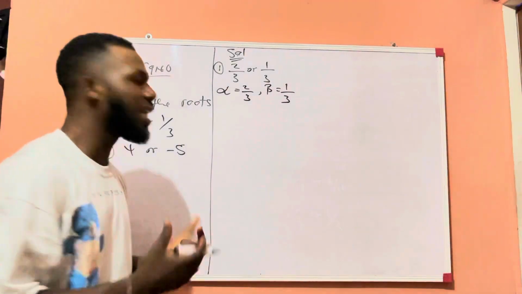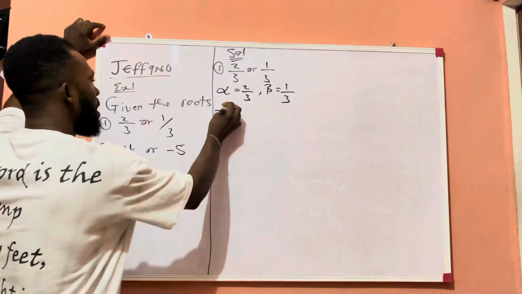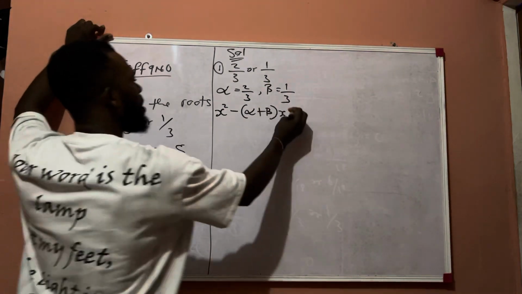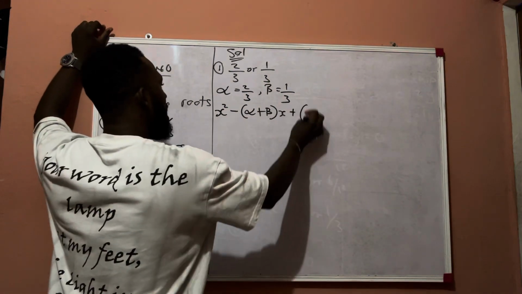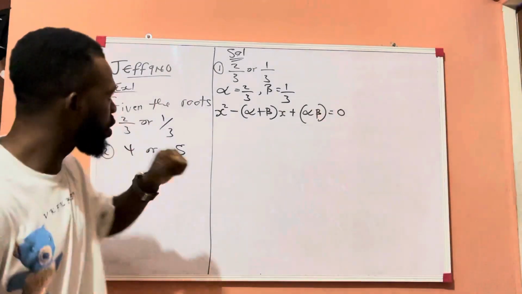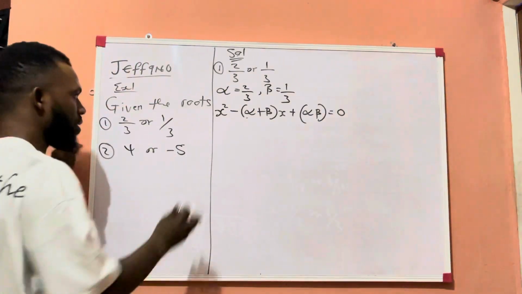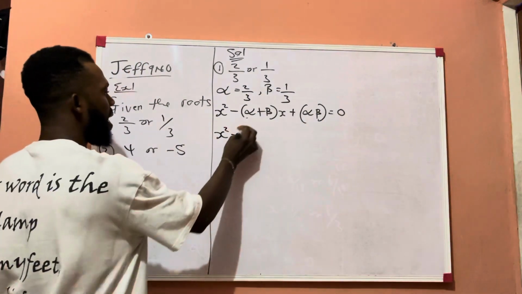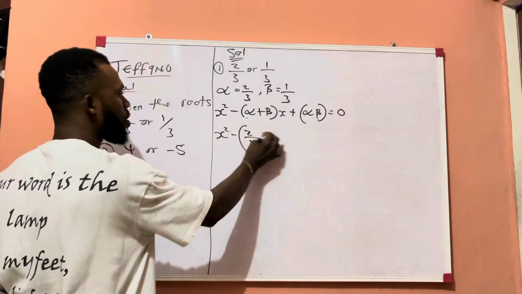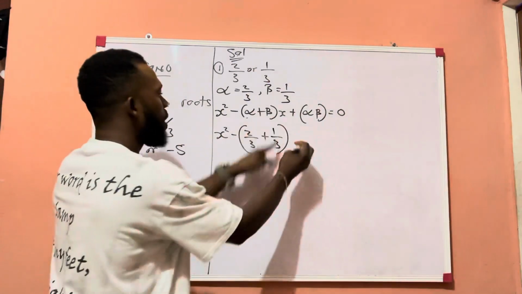Now that we have done this, let us introduce the formula. We said the formula is x squared minus (alpha plus beta) x plus alpha beta equal to 0. Now, let us substitute the value of 2/3 for alpha and 1/3 for beta. Then we're going to have this. x squared minus (alpha now is 2/3 plus beta now is 1/3). You close your brackets.